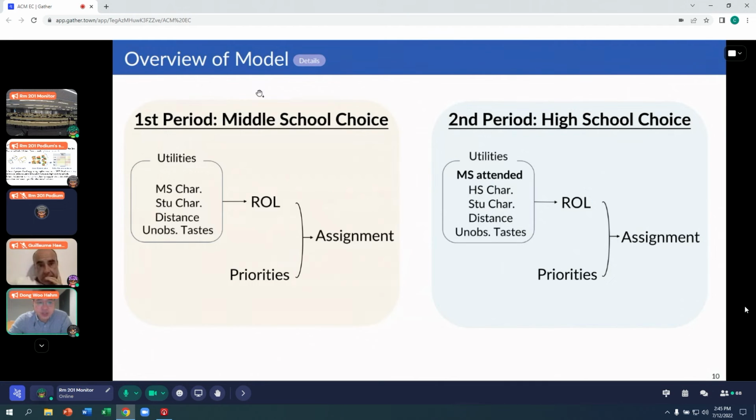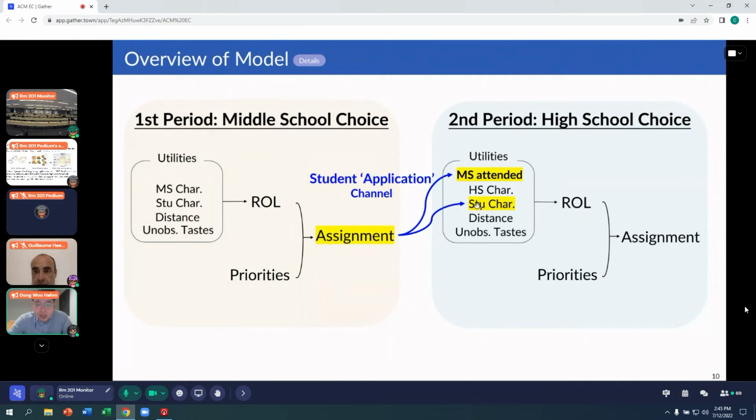And in the first period, the structure of the model is almost identical. Now, let me explain how we model the middle school's effect on the high school choice. The first one is what we call the student application channel. Namely, the middle school the student attends can affect the student's utilities on high schools that underlie their high school applications. And this could happen through two sub-channels, let's say.